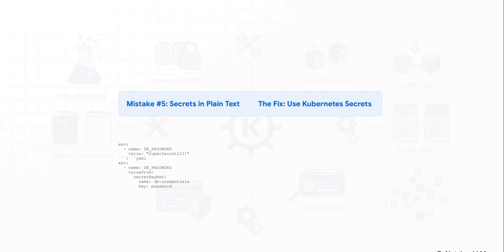The proper way to handle this is to use native Kubernetes secrets. This keeps all your sensitive data separate and secure, and very importantly, out of your version control history.